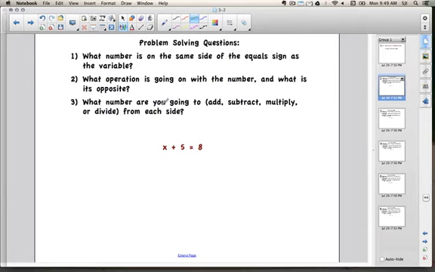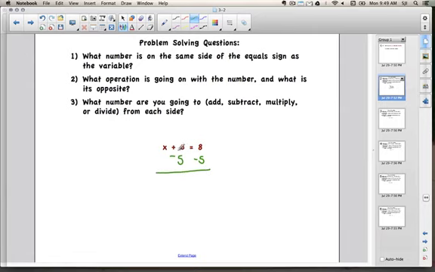So the third question is, what number are you going to add, subtract, multiply, or divide from each side? You're going to know which one of these 4 operations to do from question number 2, and you're going to know what number you're going to be using from question number 1. So we're going to end up subtracting 5 from both sides, because whatever we do on one side of the equal sign, we're going to do to the other. So you're going to subtract 5 here, and you're going to subtract 5 from this side over here. I'm showing that I'm going to be subtracting 5 from both sides.